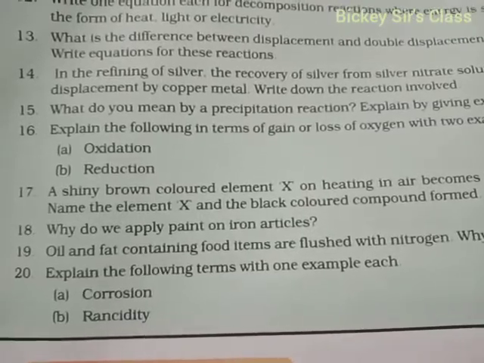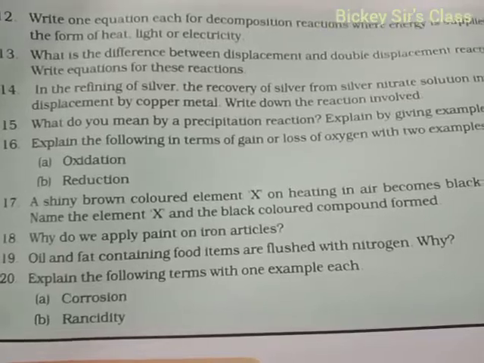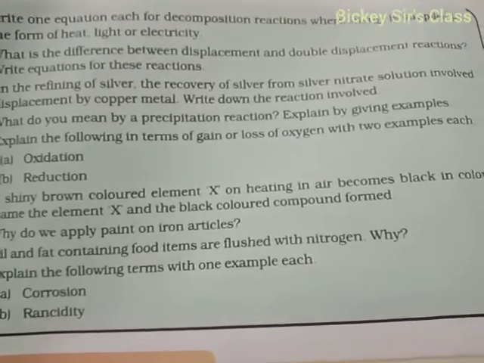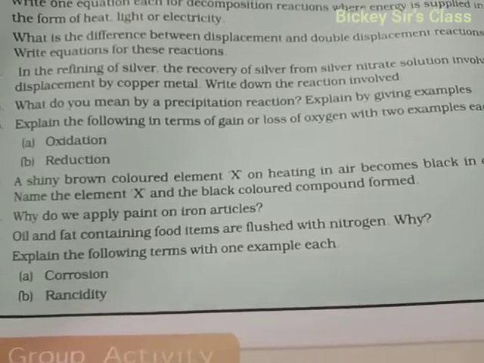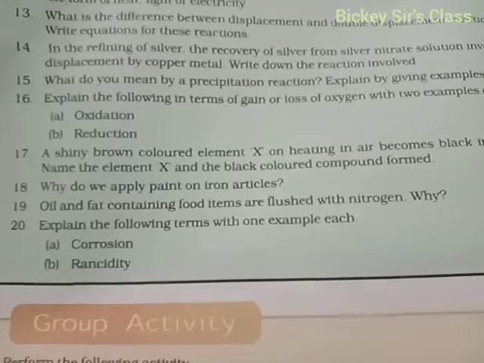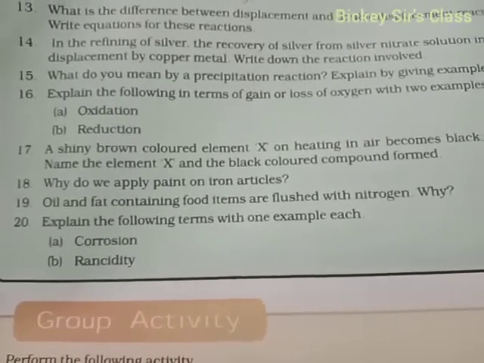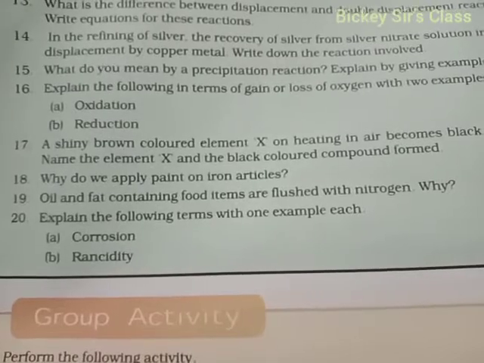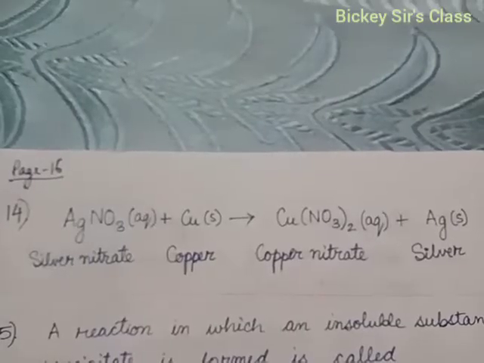Question number 14. In the refining of silver, the recovery of silver from silver nitrate solution involved displacement by copper metal. Write down the reaction involved. Copper is more reactive than silver, so it can easily displace silver from a solution of silver nitrate. The required equation is this one.